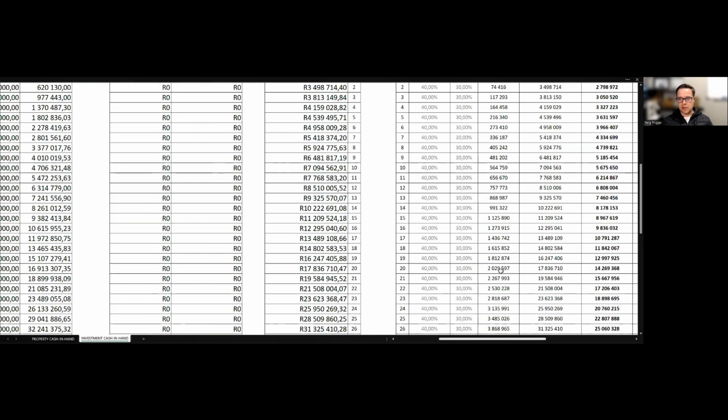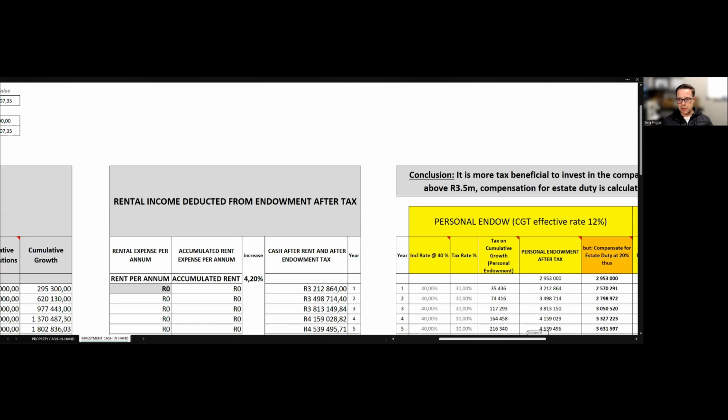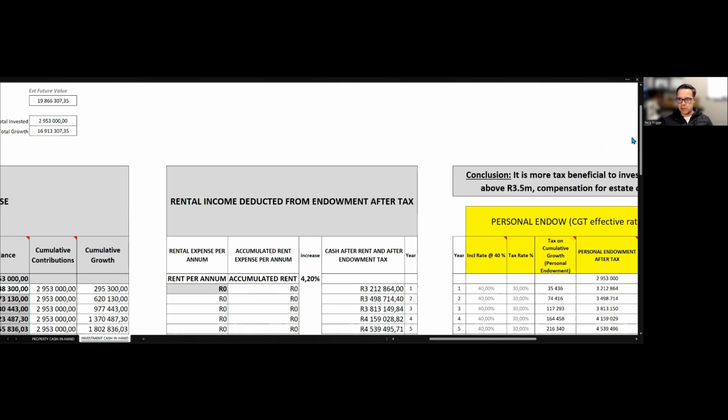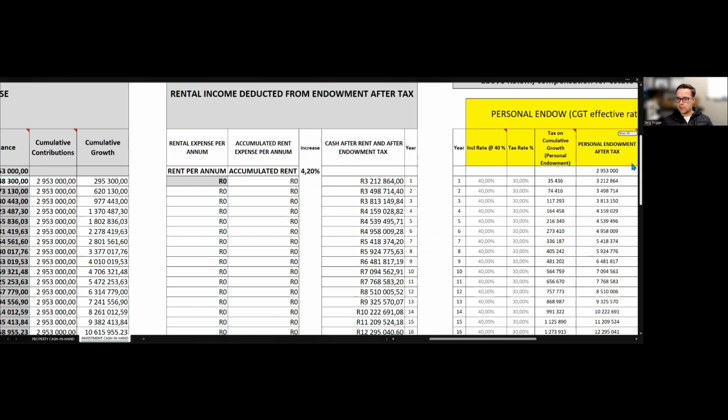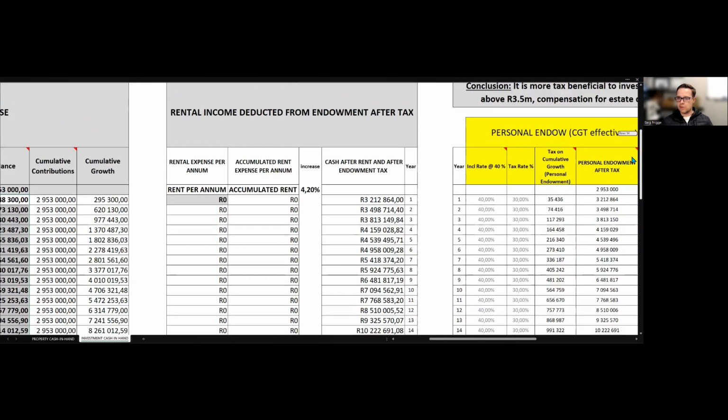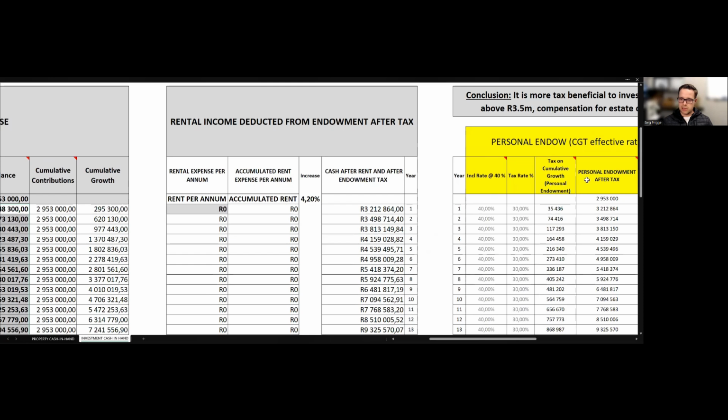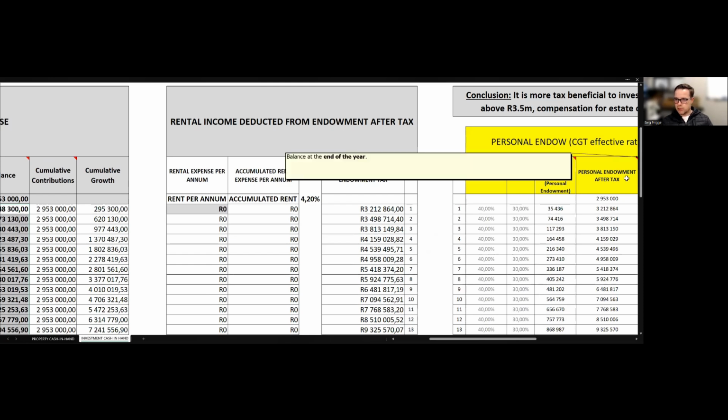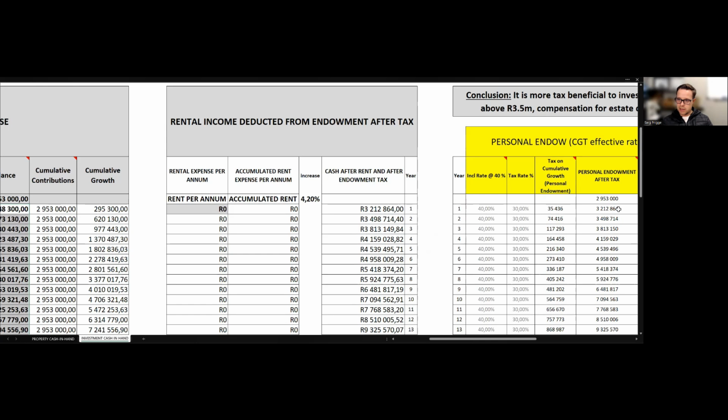On this right-hand side here, I've got a calculation that calculates the tax on the investment. I'm just going to remove the rest of it because that calculation has a lot of things to the right, which is not applicable to this. So, personal endowment after tax: here you can see the tax applicable to the investment. In the previous calculation that I did, we did calculate if you had to pay rent. But in this case, remember, the client purchased the property and the client is getting a rental income from it.